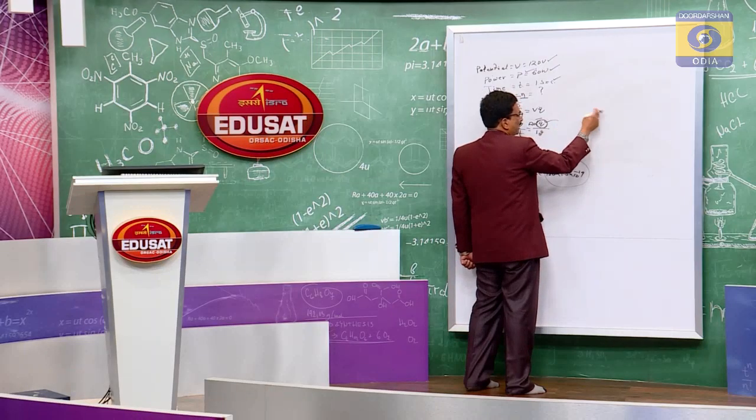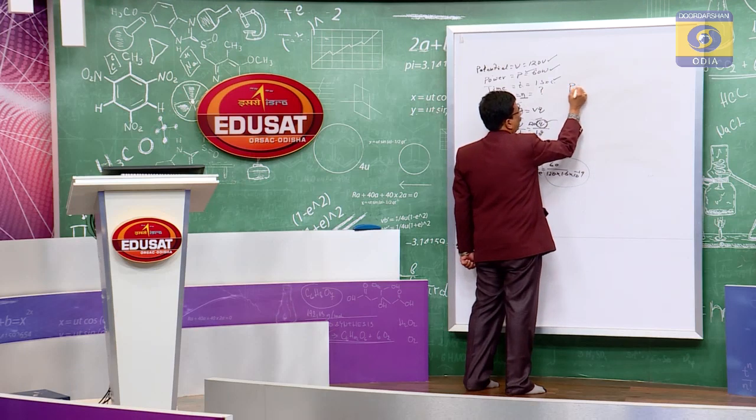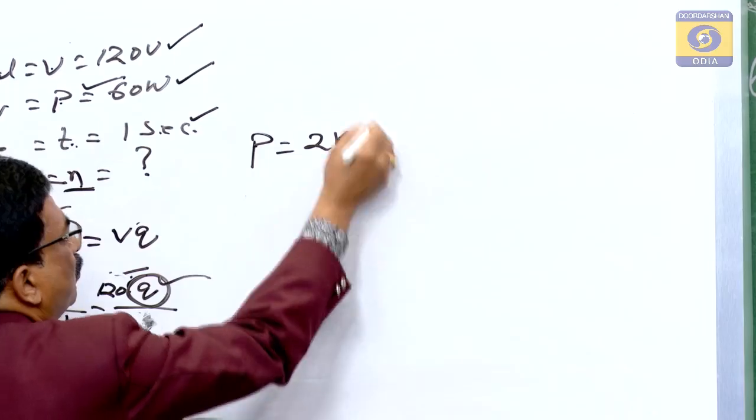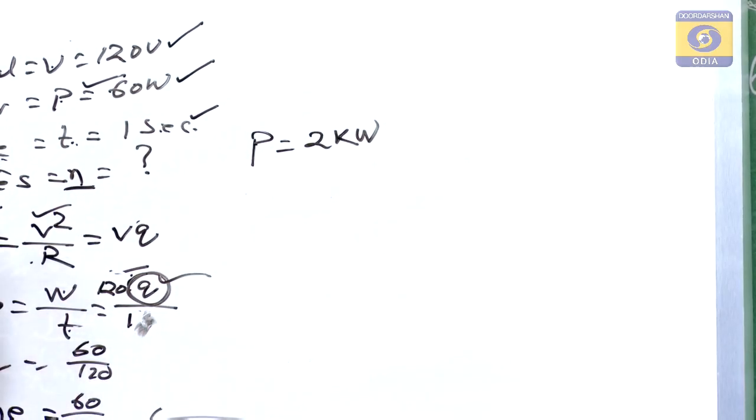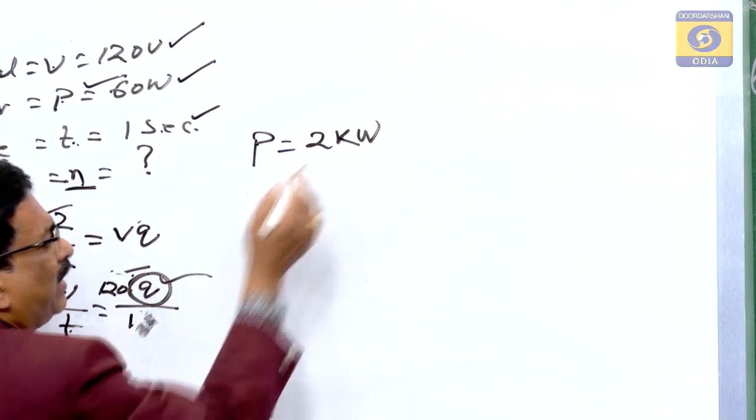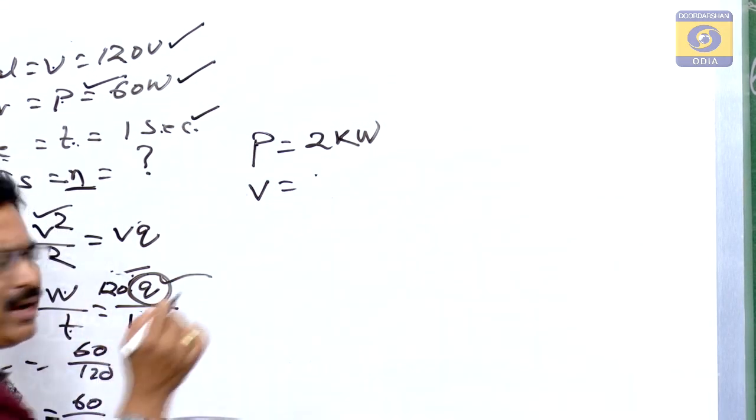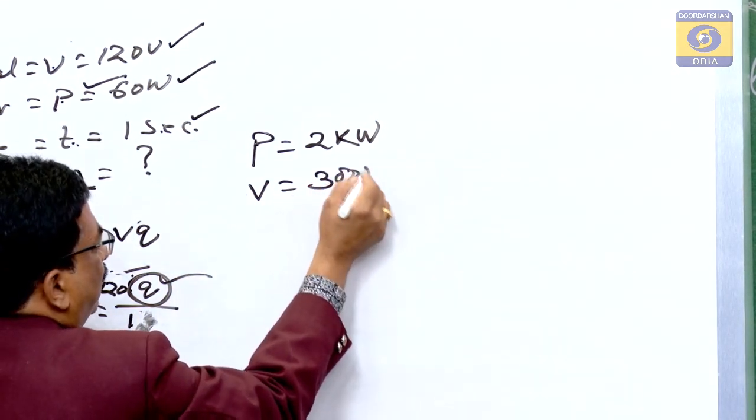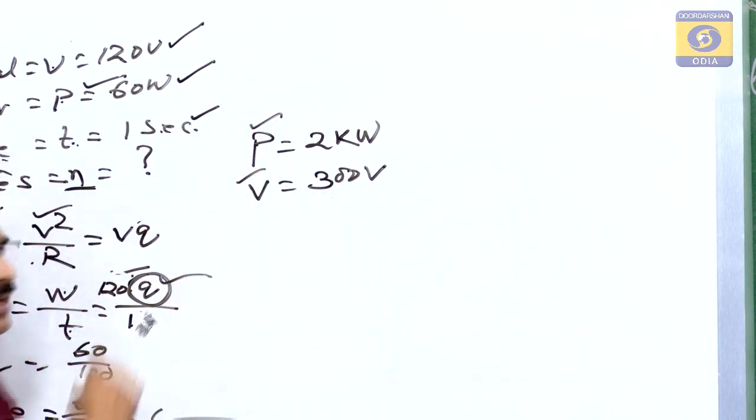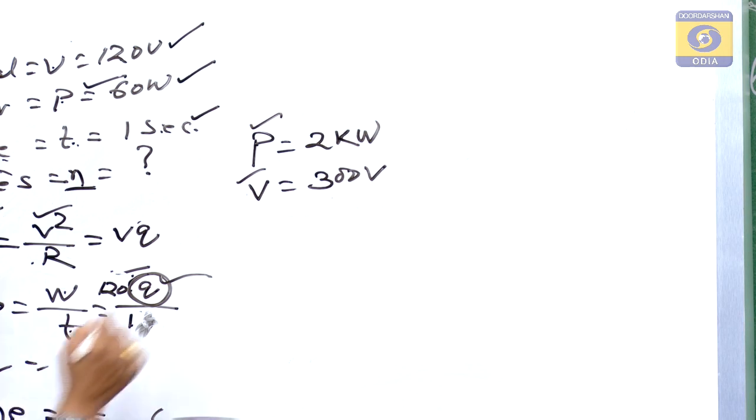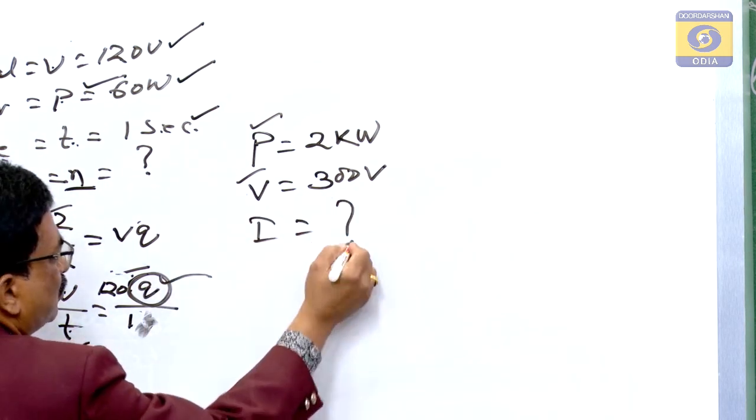Kilowatt, what I said, that is the unit of the power. So, the power is equal to 2 kilowatt and it is connected to a 300 volt DC supply. So, V is equal to 300 volt. So, P and V are given, and we have to calculate the current through it. Current means I is equal to question mark.